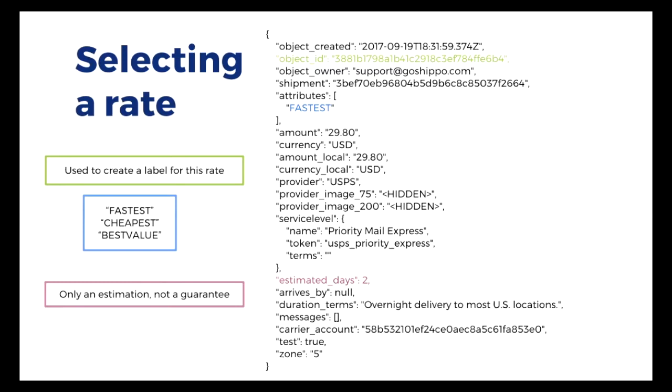I also wanted to make an emphasis on the estimated days here. So we actually recently changed this field from days to estimated days because we wanted to clarify that even though some service levels might have a guarantee on how soon a package would get to its destination, we can't make that guarantee on their behalf. So we wanted to provide an estimated amount of days for when your packages will be arriving. So those are the different ways that you can select which rate you want to use.